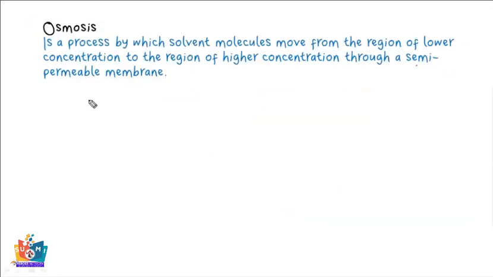Now we'll talk about osmosis. Osmosis is a very well known process. I think you have studied it in biology. There are two regions. One is the lower concentration region and the other is the higher concentration region. They are separated by a semi-permeable membrane. The lower concentration region will have a higher concentration of solvent, whereas the higher concentration region will have a higher concentration of solute. So the movement of solvent molecules from lower concentration to higher concentration through a semi-permeable membrane is called osmosis. It is a process by which solvent molecules move from the region of lower concentration to the region of higher concentration through a semi-permeable membrane.